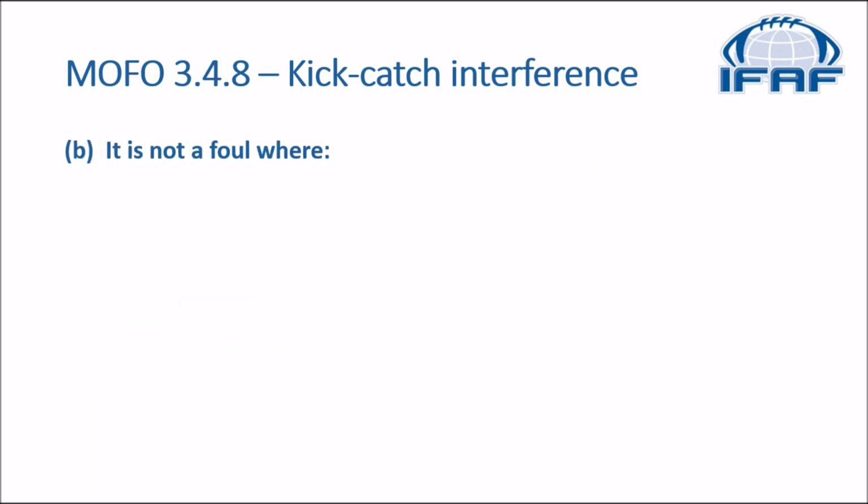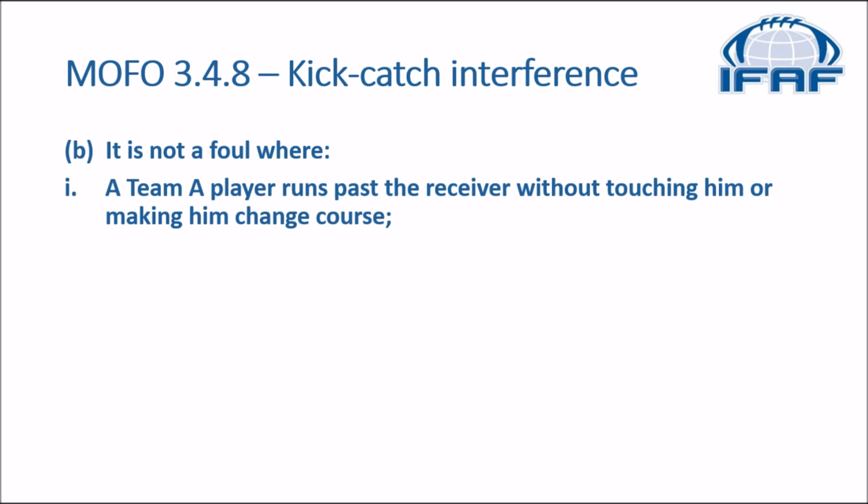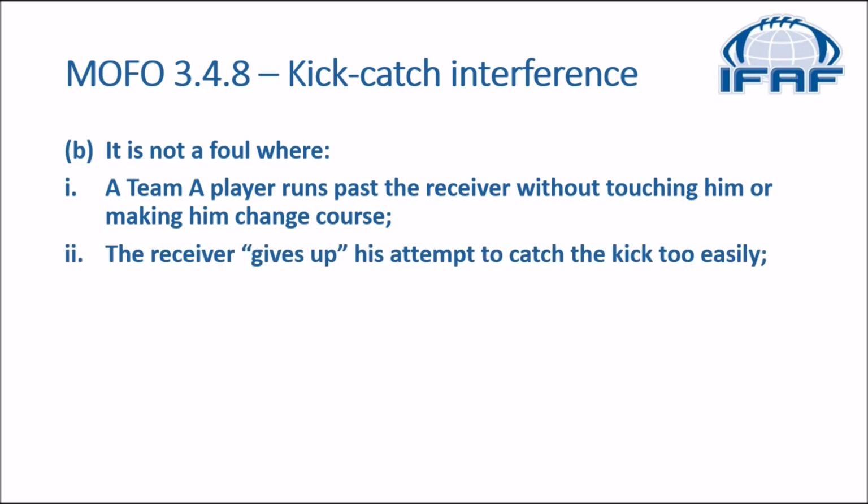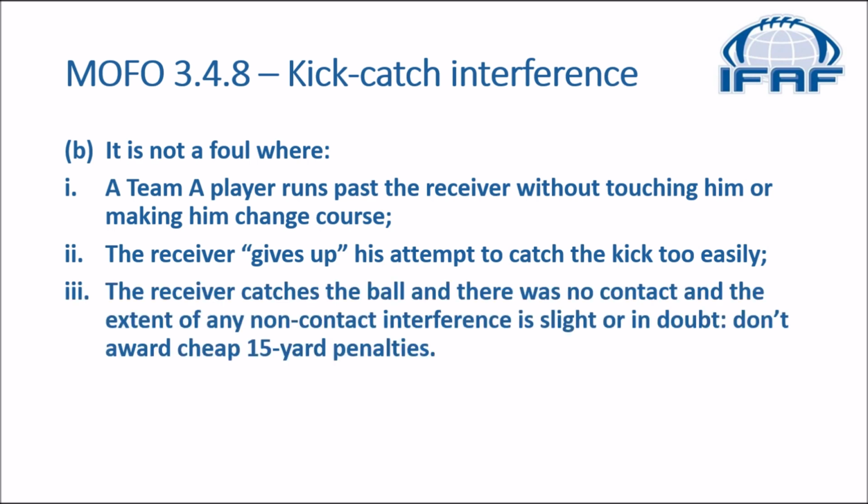B. It is not a foul where: 1. A Team A player runs past the receiver without touching him or making him change course. 2. The receiver gives up his attempt to catch the kick too easily. And 3. The receiver catches the ball and there was no contact and the extent of any non-contact interference is slight or in doubt. Don't award cheap 15-yard penalties.